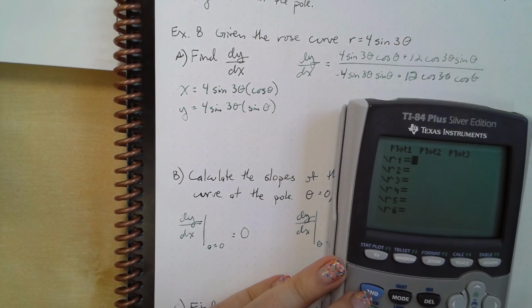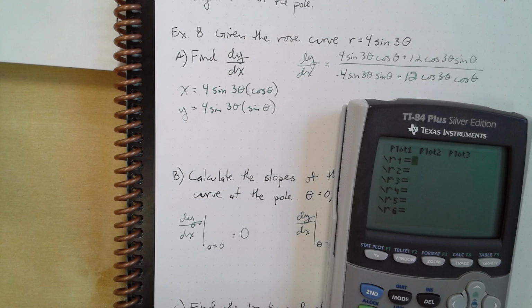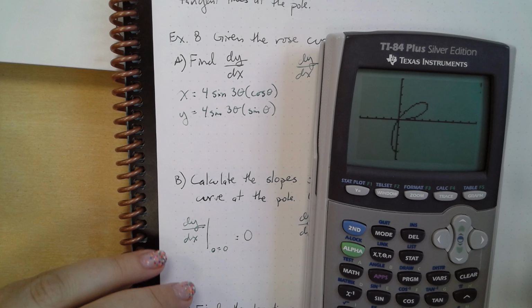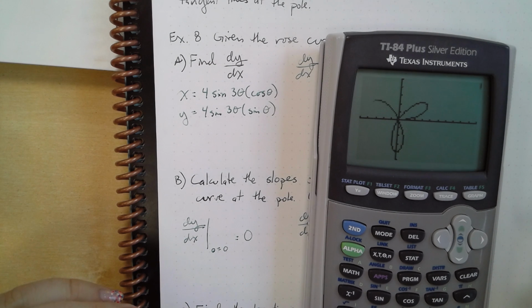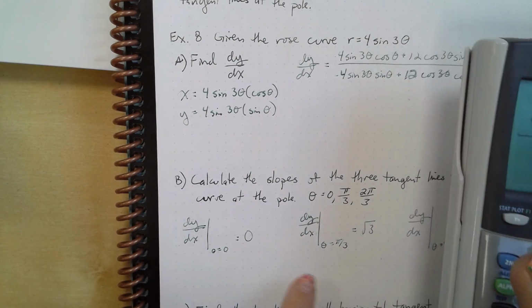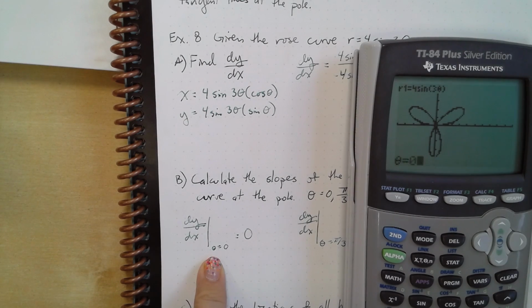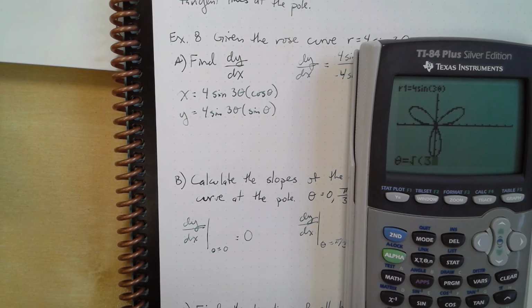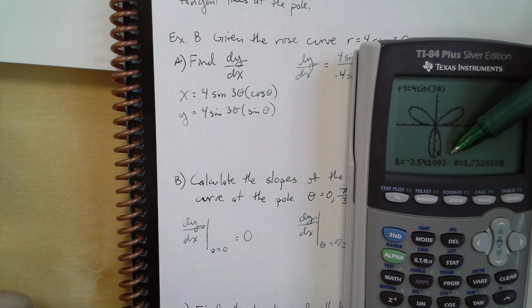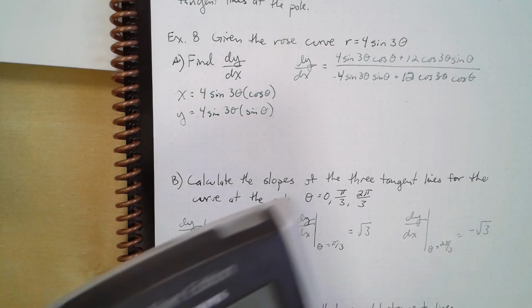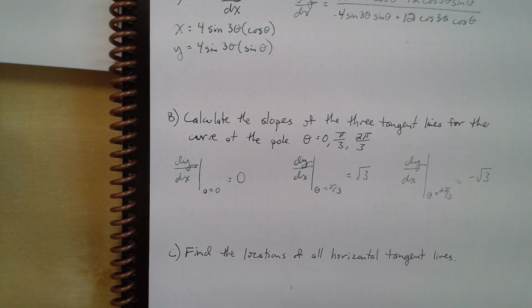If I graph 4 sine 3 theta, don't freeze, I graph this, okay? What we're asking for are these tangent lines at the curve. So at 0, it looks like we're probably going to have one right here. And at radical 3, we would have one, is that right? Yeah. Anyway, we're going to have one like here, and then like here, right? Okay. So let's find the locations of all the horizontal tangents.